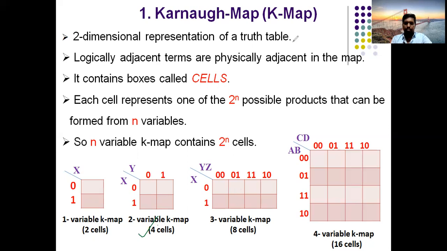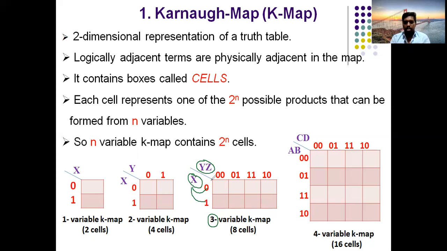Next, go for the 3 variable K-map. If it is 3 variable, the first variable should be assigned for rows and the remaining 2 should be assigned for columns. Very, very important. The first should be assigned for row and the remaining 2 will be assigned for columns. And as usual, for the row I am having only a single variable, so x may be either 0 or 1. That we already know.